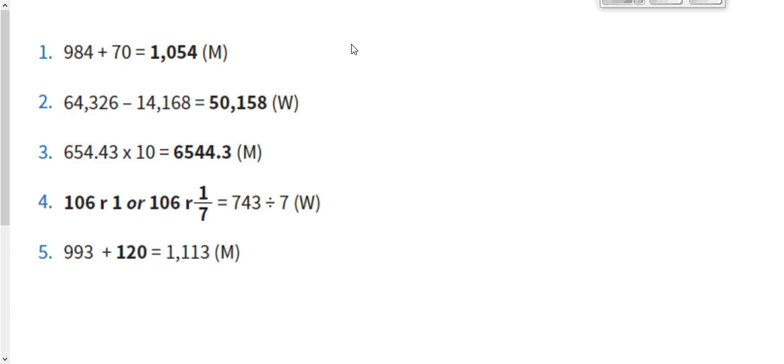Question number 2. Those numbers had no relationship, and actually, if you look at the 6 and the 8, we know there's going to be some carrying, so actually just a column method of subtraction gives us 50,158.